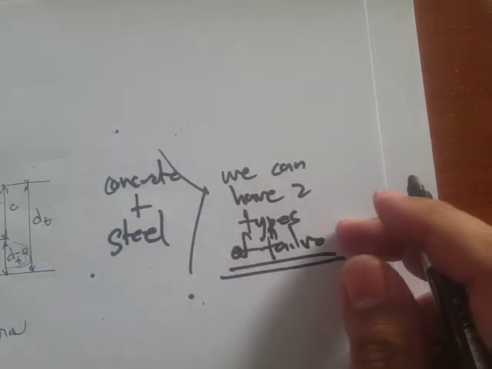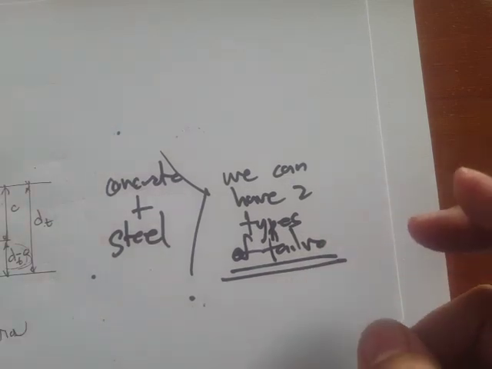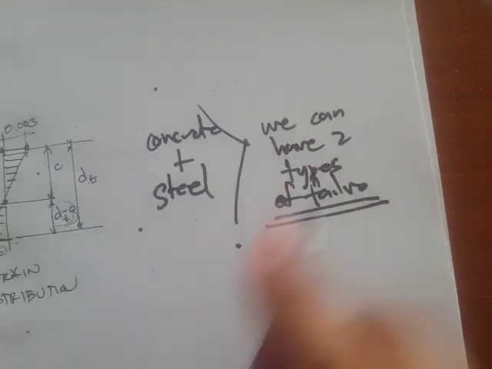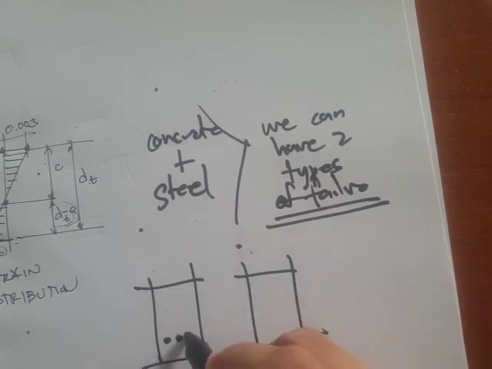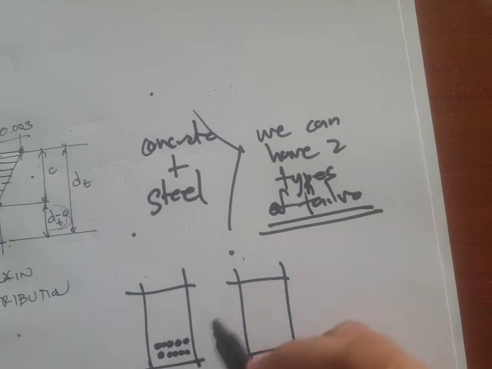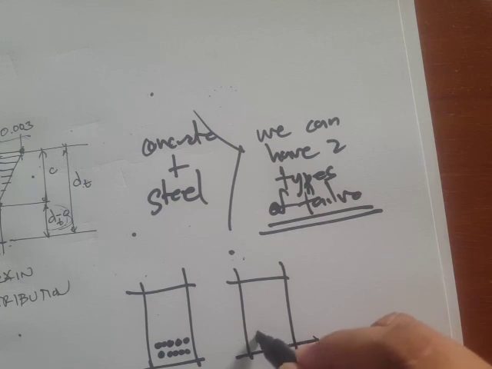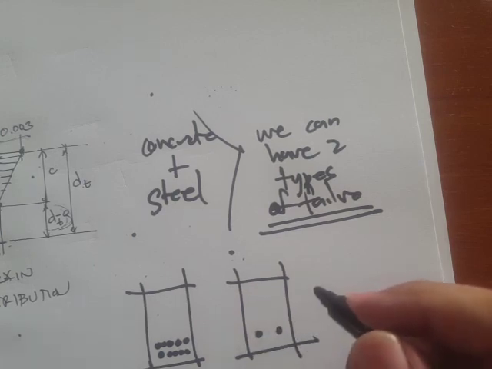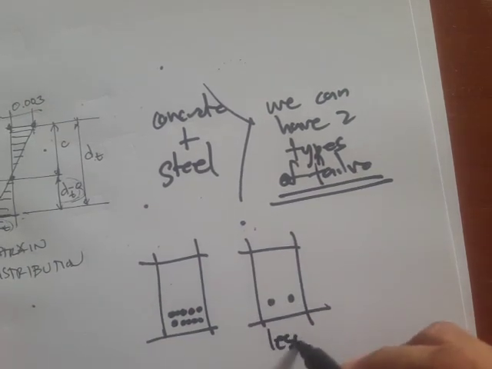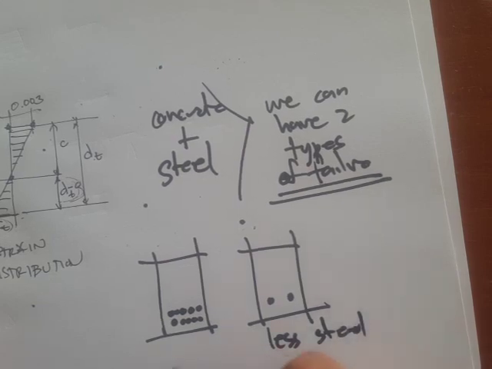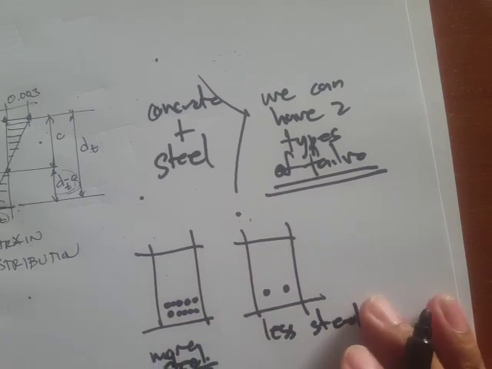Two types of failure. Of course, that's going to be related to the percentage or the amount of steel. So what will happen if our beam section has a lot of steel put into the section? What's going to be the type of failure, and what's going to be the failure if you have only fewer steels? Okay, so let's write it down. Let's say less steel, then more steel.